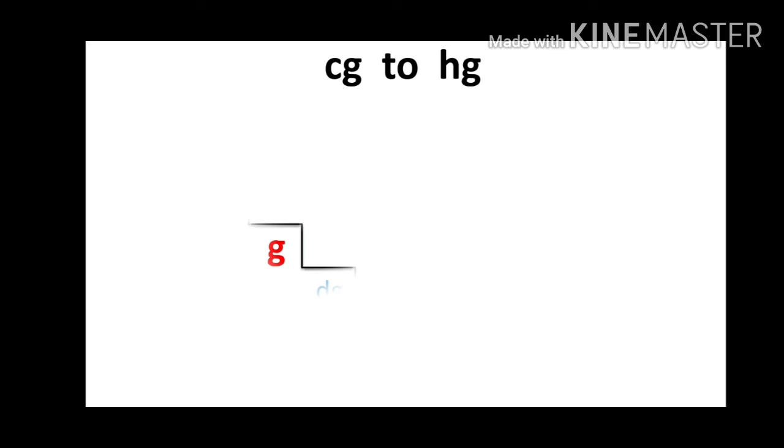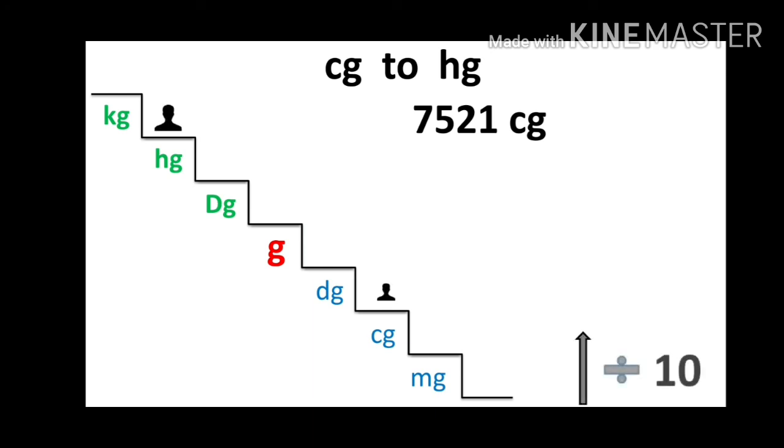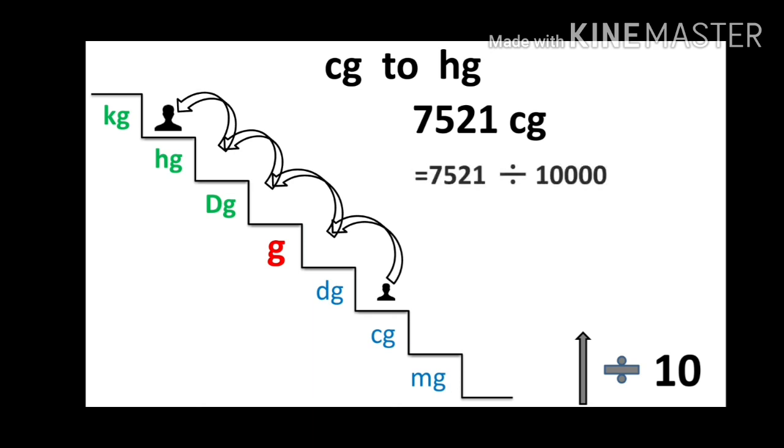Next, centigram to hectogram. The basic unit is gram now. So 7521 centigrams. From centigrams to hectograms you have to go up. So difficult, division. Let's count the steps. 1, 2, 3, 4. So 4 steps, we will divide by 1 with 4 zeros, that is 10,000. Now 4 zeros are there, so the decimal point will move towards the left side 4 steps. So we get 0.7521 hectograms. 4 zeros, the decimal place is also 4. That one you have to see.